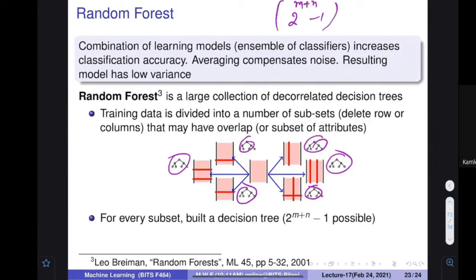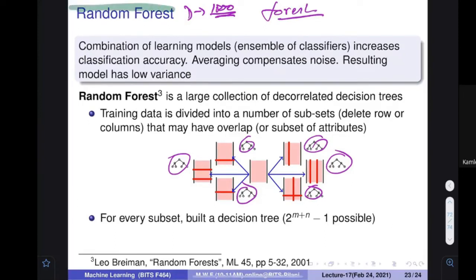This is going to be a very large number, but let's assume that I have created a smaller number: with this database I have created 1,000 different databases, randomly deleting some of the attributes and the items. Then how many trees do I have? 1,000 trees. One tree is a tree, 1,000 trees means forest. I have randomly created it, so it is a random forest.